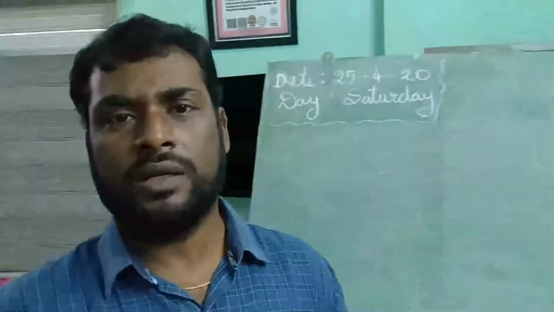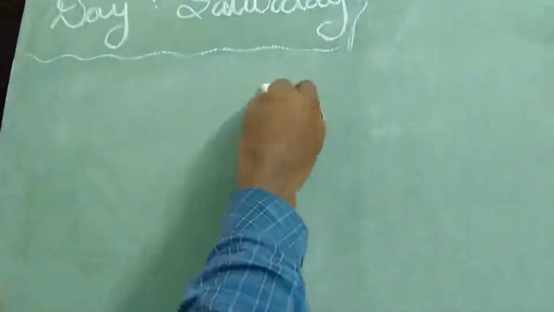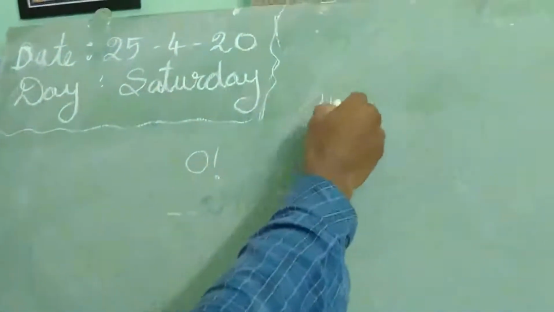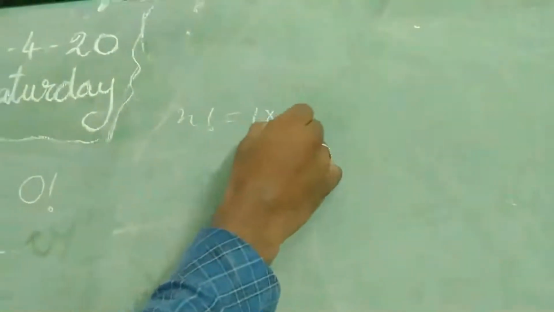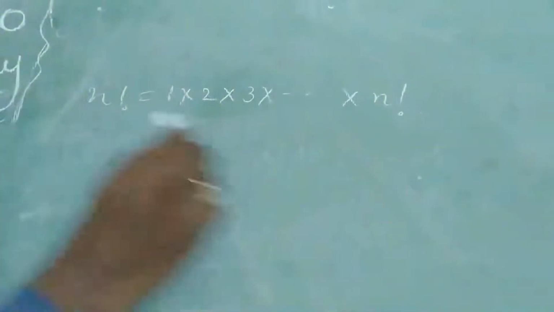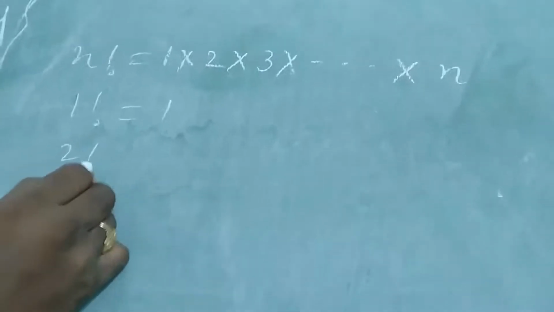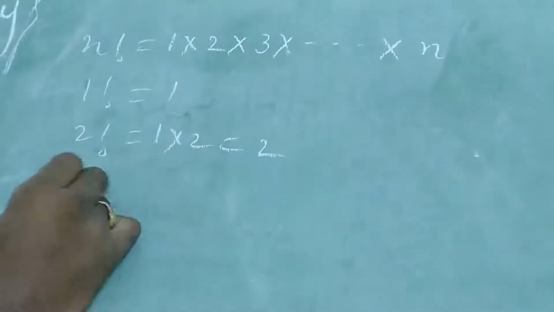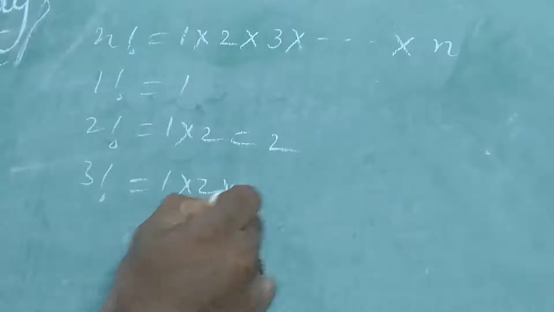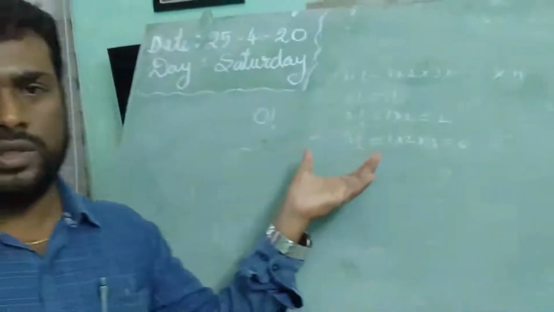A student asked a small doubt, children: how to find the value of 0 factorial. I already explained what n factorial is. The product of the first n natural numbers is denoted by n factorial. So 1 factorial is equal to 1, 2 factorial is 1 into 2, that is equal to 2, 3 factorial is 1 into 2 into 3, that is equal to 6. Like this you can find the values of factorials.